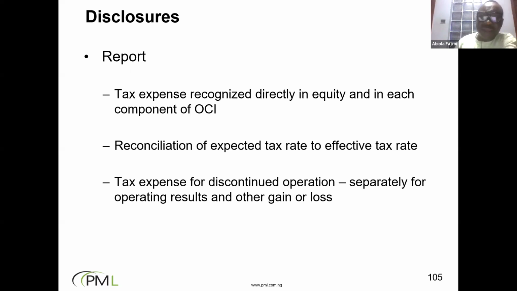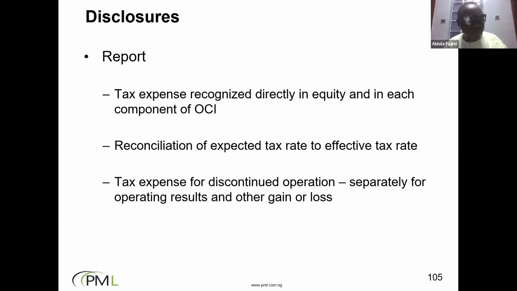Part of what is required by the standard is a reconciliation of your tax rate, showing why it is not 32%. We are meant to do a very brief, summarized reconciliation showing, okay, it should have been 32%. This is the reason why it's not 32%, and this is our closing balance of what it is. That is an effective tax reconciliation.